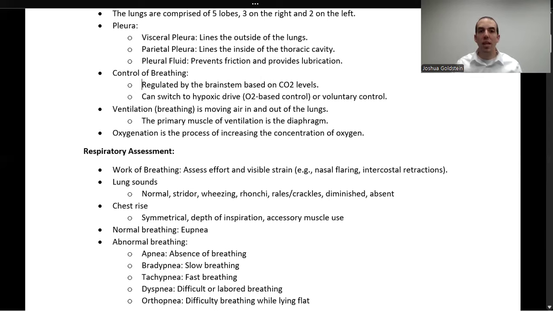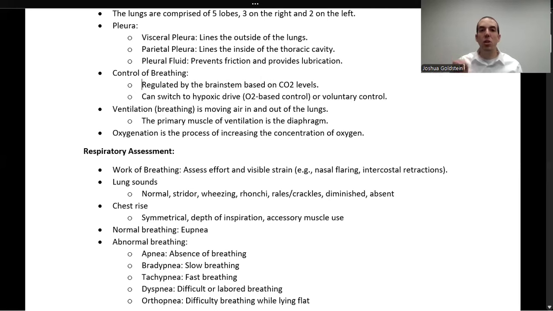Our control of breathing is regulated in a healthy patient by the brainstem based on CO2 levels, meaning we said the two primary functions of the lungs are to exhale carbon dioxide and inhale oxygen, and regulation can be based off either one. We can either breathe when we have low oxygen, or we can breathe when we have high CO2.